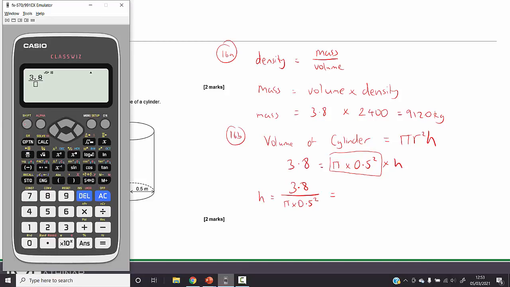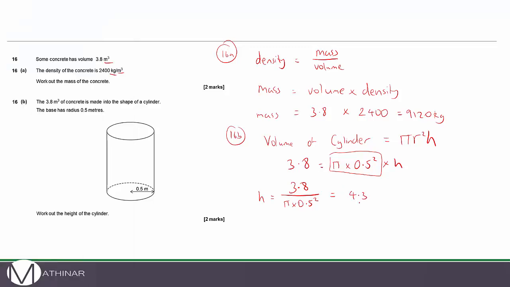3.8 divided by pi times 0.5 squared. This gives us 4.838. 4.84 meters to three significant figures will be the height of the cylinder.